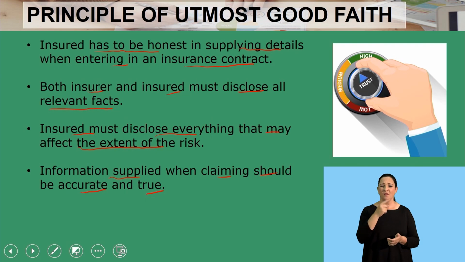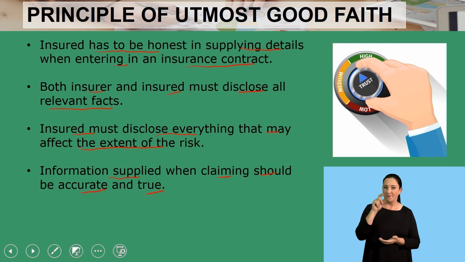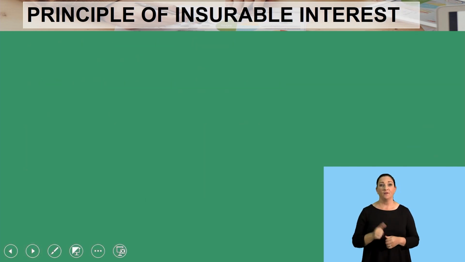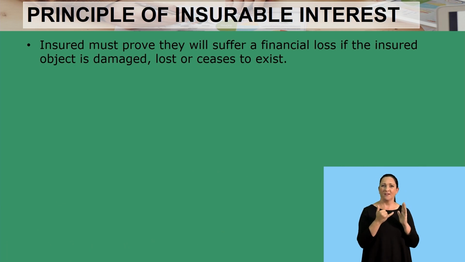It talks about being honest in the process of applying for an insurance, and in the process of claiming, you should also be honest. Then another principle of insurance is the principle of insurable interest. So with this one, this is to say the insured must prove that they will suffer financial loss if the insured object is damaged, lost, or ceases to exist.